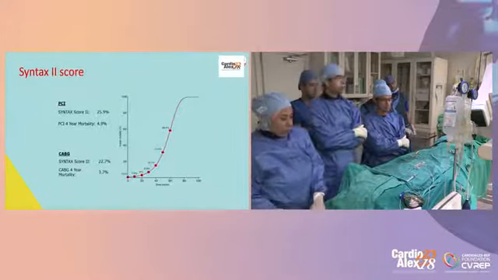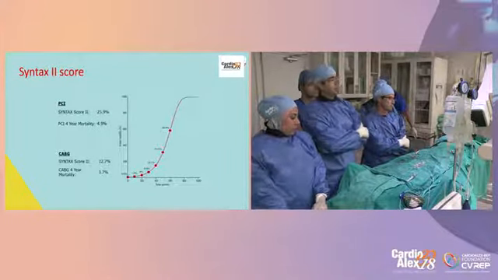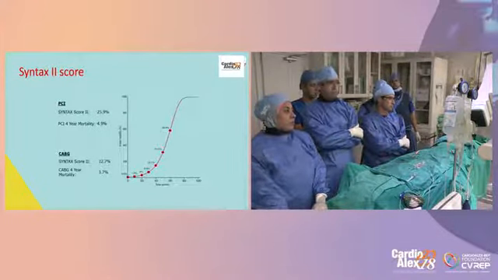And the SYNTAX 2 score showed a PCI 4-year mortality of about 4% and CABG 4-year mortality of about 3%.